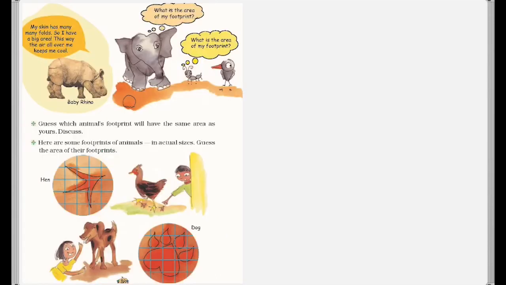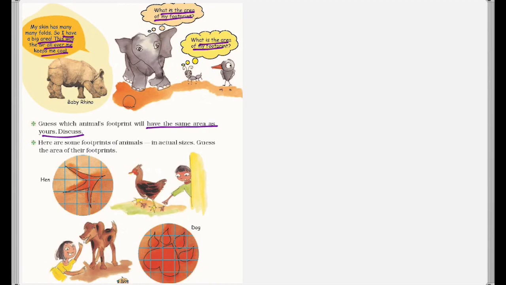Now we'll talk about the animals. The baby rhino says, my skin has many folds, so I have a big area. This way the air all over me keeps me cool. The elephant says, what is the area of my footprint? The ant also says, what is the area of my footprint? You need to guess which animal's footprint will have the same area as yours, and write this down.